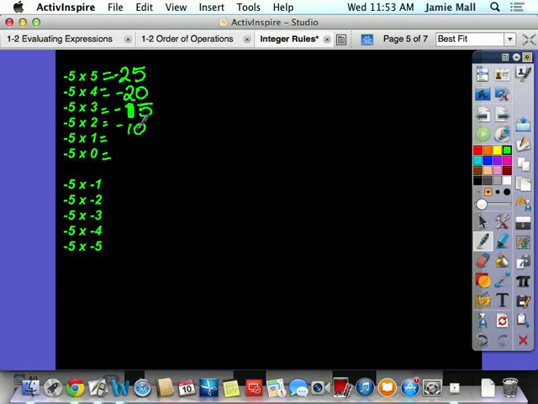Times 2 would be negative 10. Times 1 would be negative 5. And the 0 property tells us that anything times 0 will always equal 0. Interesting sort of pattern here, because if we look again in the columns, first column, all values are negative 5. Second column, numbers are going down, 5, 4, 3, 2, 1, 0.